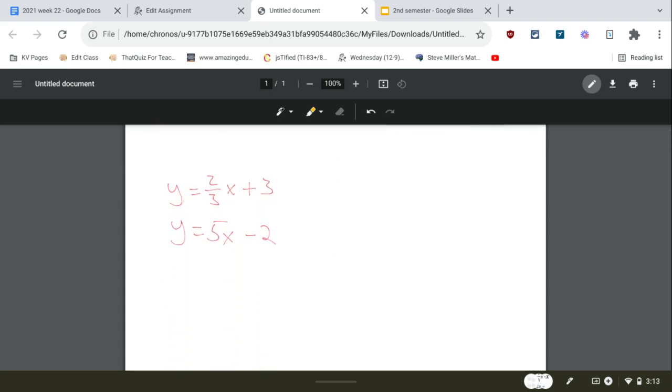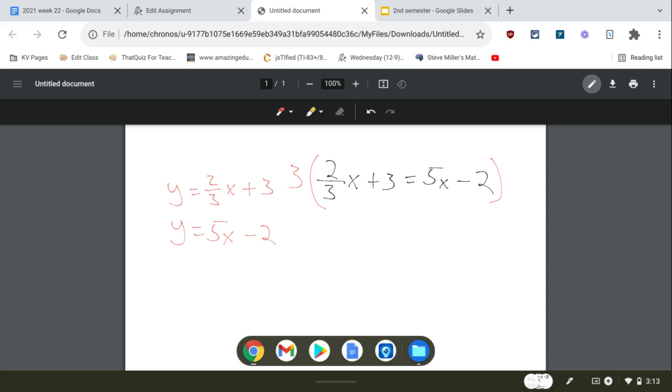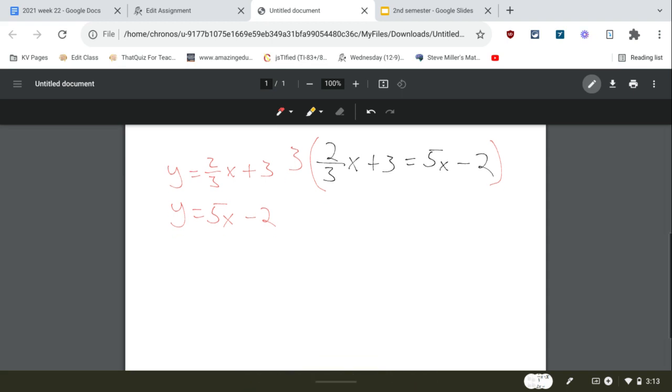All right, this one. Again, since they're both in slope-intercept form, they're both equal to y, so I can set them equal to each other. 2/3 x plus 3, I'm going to set equal to 5x minus 2. To start this one off, because I've got that fraction, I'm going to clear my denominator by multiplying the whole equation by 3.